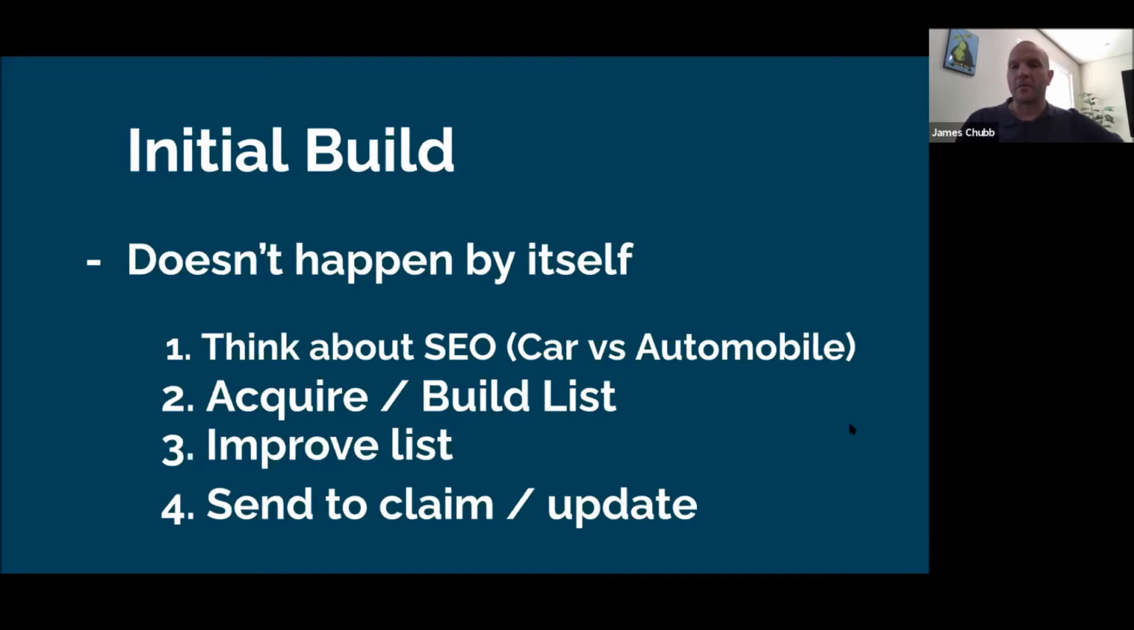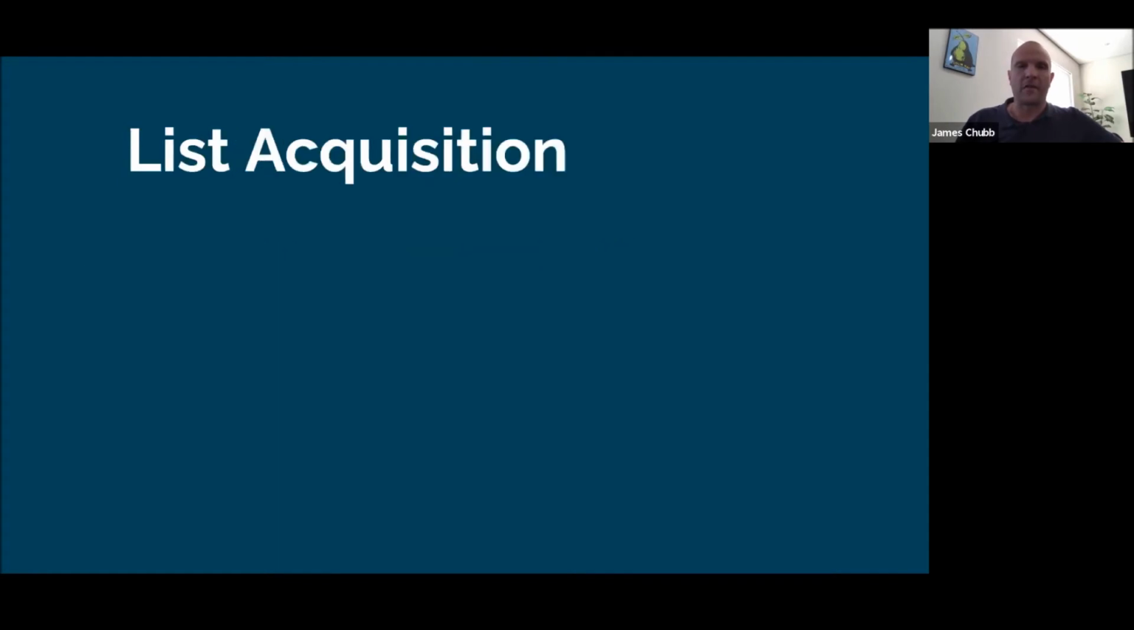Second, build or buy a list. How do you get the list? Acquire the list. And then third is improving the list. And then fourth is sending it out to the public, to your listing owners, to businesses to claim and update their listings. That's the general overview of how to get this moving with your data. And now we'll go into some specifics.